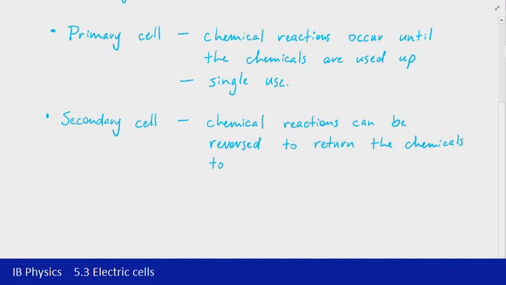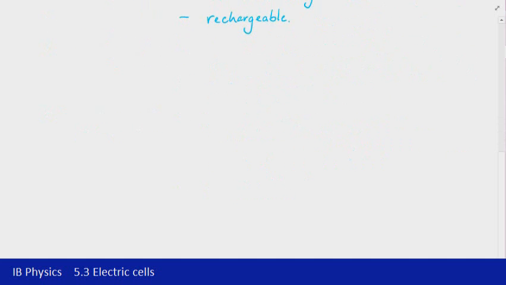Note though that this can only be done with secondary cells. We can't force current through a primary cell and expect it to return to its original state. There are some reactions that are reversible, but not all. So don't try recharging a non-rechargeable battery. You'll find that it doesn't work, and you run the risk of causing the battery to blow up. So a secondary cell, as I've just mentioned, is pretty much just a rechargeable battery, a battery that can be restored to its original state and used again and again.